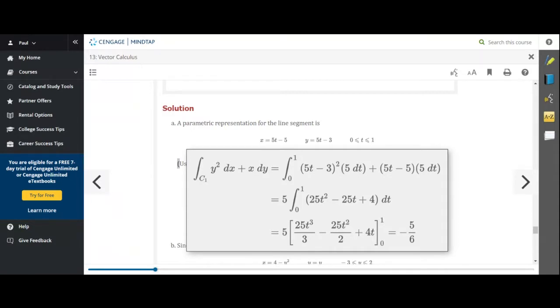And you just compute the line integrals. You're really computing two separate line integrals and adding them together. That's essentially what you're doing. And you can do that since both line integrals have the same limits and they're with respect to t. And you end up getting -5/6.